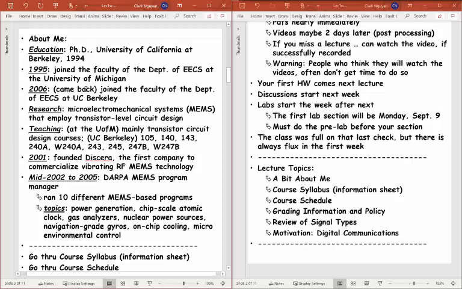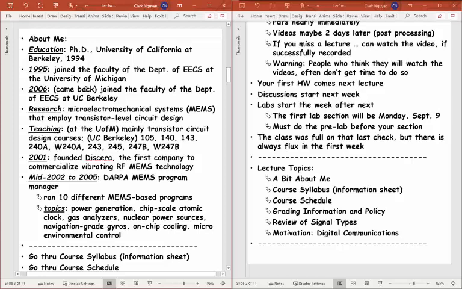143 is a class on fabrication, so semiconductor fabrication. 240A is sort of the graduate portion of 140, and then W240A is an online course that I taught that is associated with 140. It's a lot of 140 type material. 243 is the graduate version of the fabrication course, and then 245, 247B, W247B are all about MEMS. And so that's my teaching background, what I've been teaching.